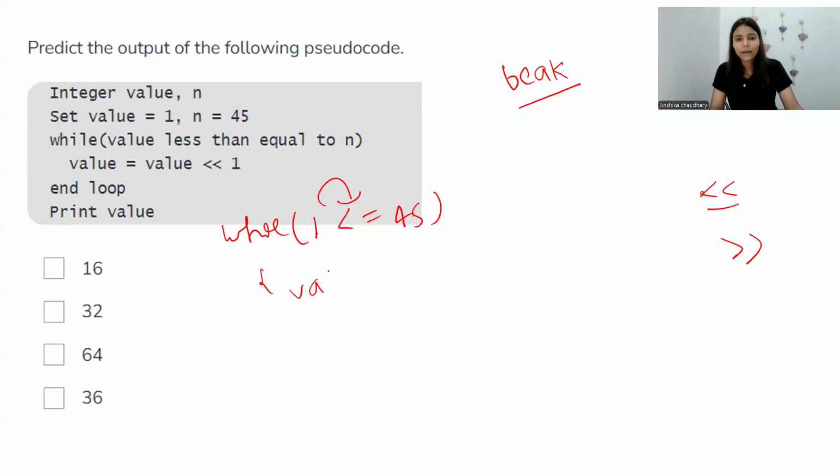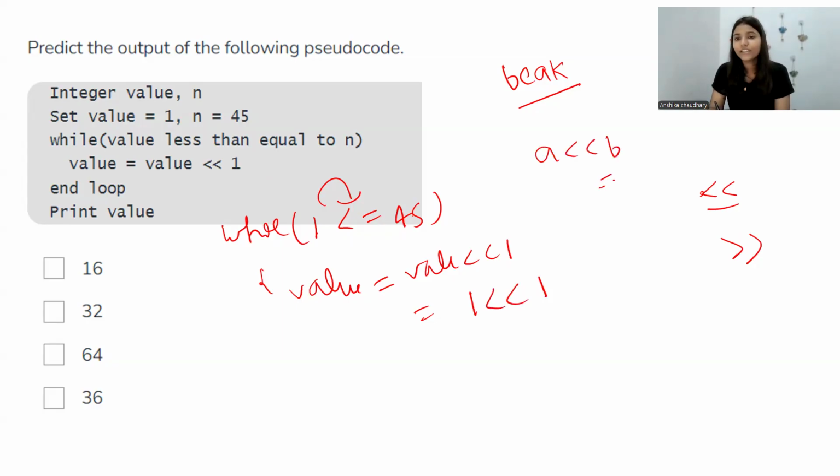We will come here, and we have to update the value of value: value left shift 1. What is the value of value? 1. 1 left shift 1. So there is a shortcut trick. If we have to find A left shift B, the simple answer is A into 2 raised to the power B. Right? At the place of A we have 1, at the place of B we have 1, so it will become 2. So the value of value will become 2.